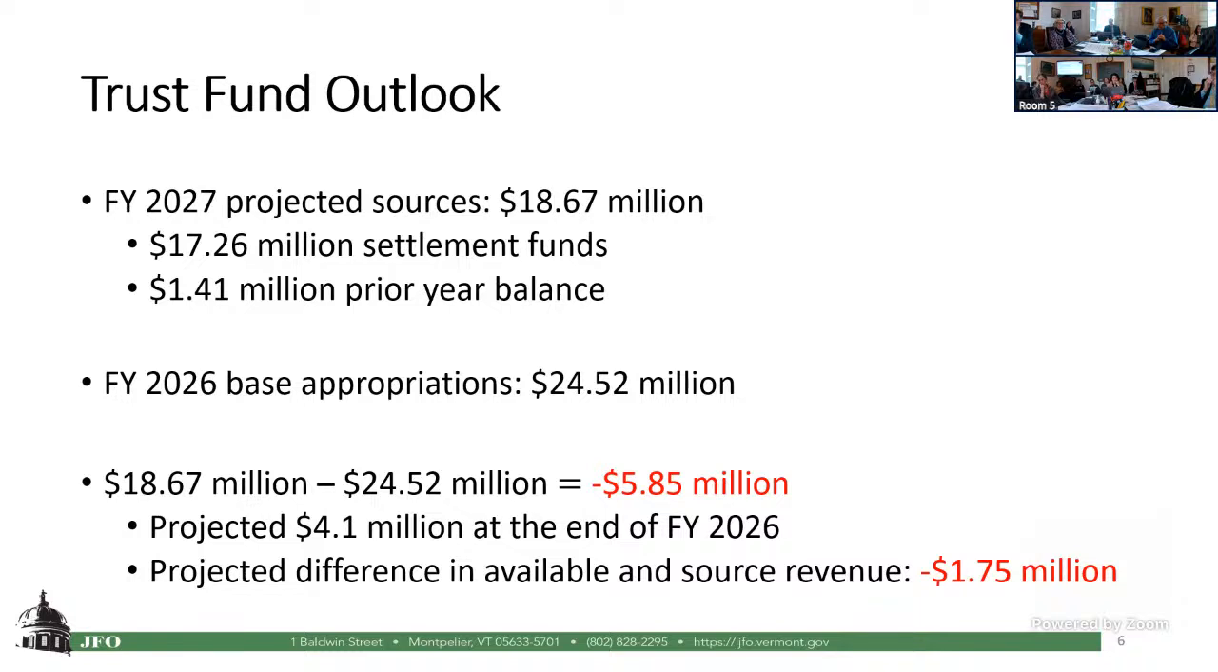And isn't that, on your chart in the beginning, the projected for 27 was 17 million? Right, I think that's the settlement money, and then there's that prior year balance. And some assume you would have interest. There would be a little bit of interest. You just have it as zero, because we don't know what it is. Senator Watson?